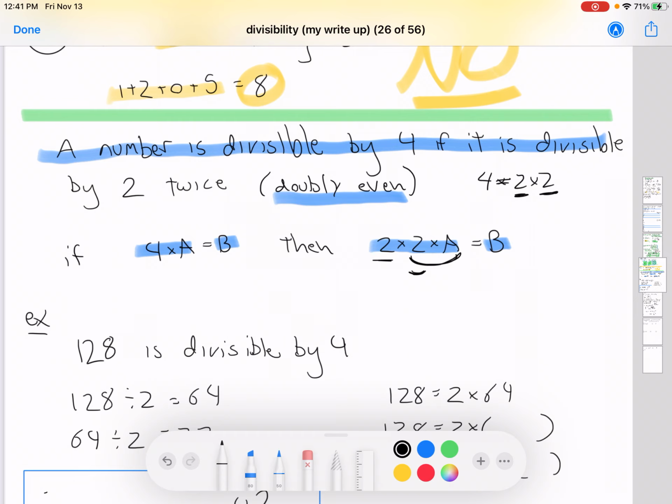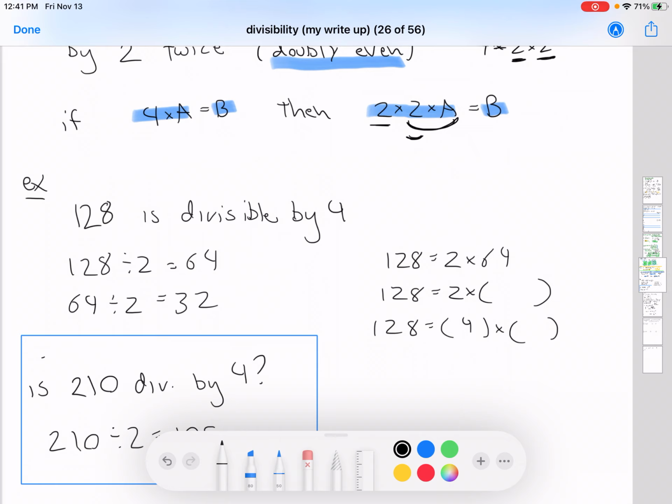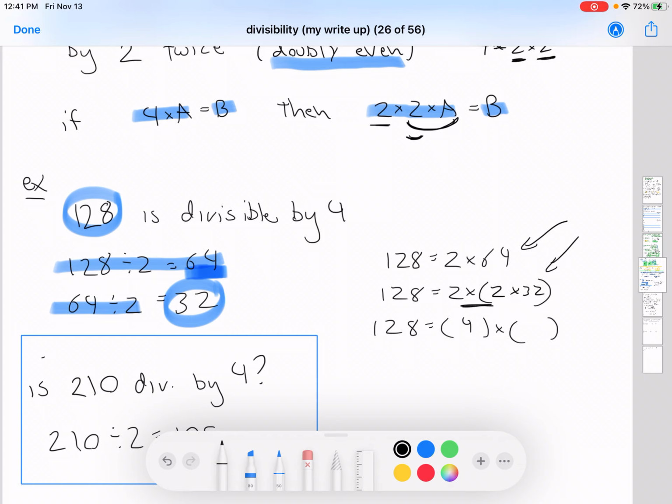So let's try this real quick. Is 128 divisible by 4? Well, usually it's easy to cut numbers in half. So 128 divided by 2 is 64. So it was even once, so we could cut it in half. And now 64 is also even, so we can cut it in half again. Or another way of looking at it is 128 equals 2 times 64. But 64 is equal to 2 times 32. And I can put those two 2's together to get 4, so it would be 4 times 32. So yes, it's doubly even. It would even be triply even, because I could take out another 2.